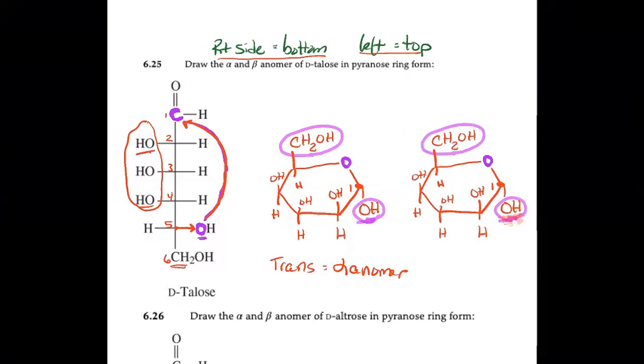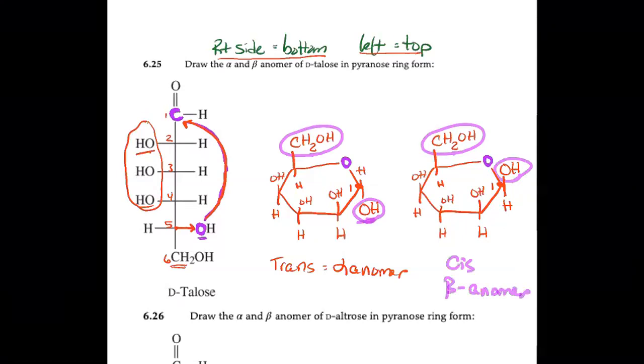So what I'm going to do is take that hydroxyl and move it to the top. I guess I really should have put a hydrogen here. So now I have the hydroxyl going up, and that's always what we compare it to. The hydroxyl is going up, the CH2OH is going up, so they're both on the top of the ring. So this is cis, and cis is the beta anomer.